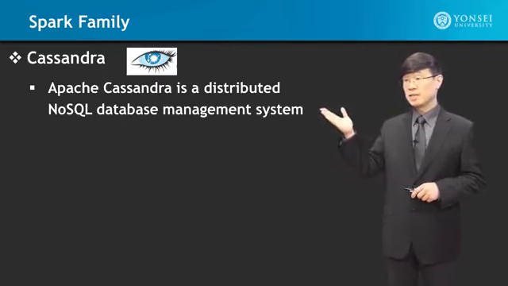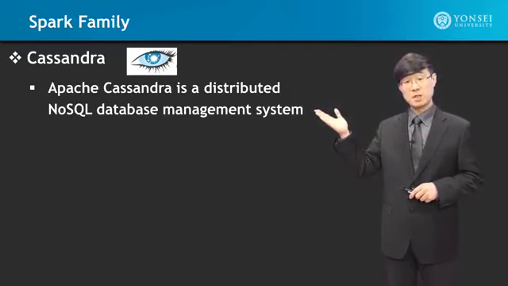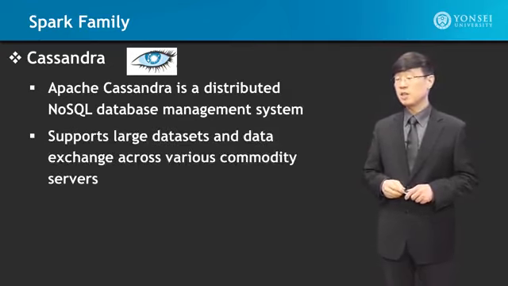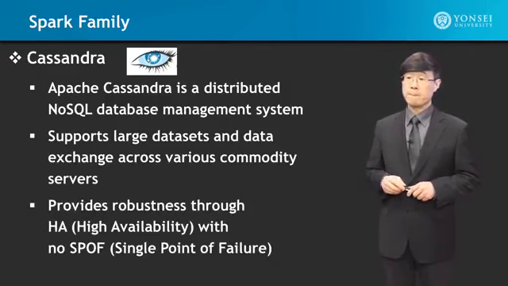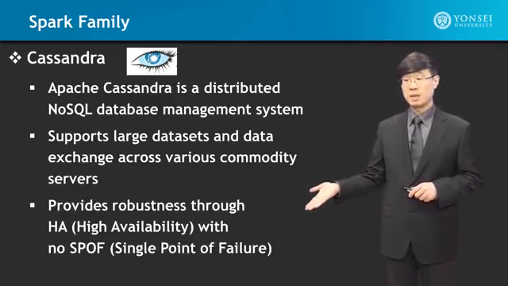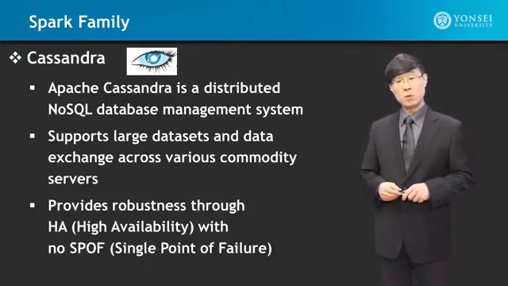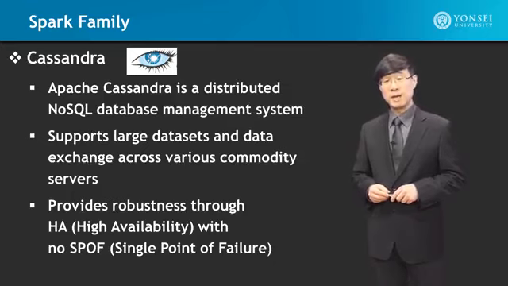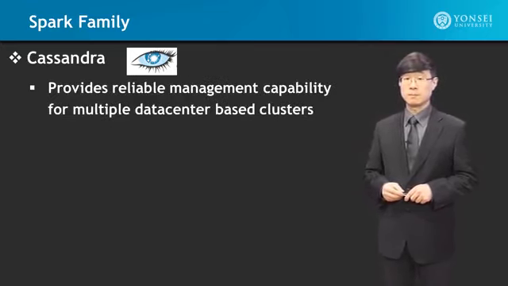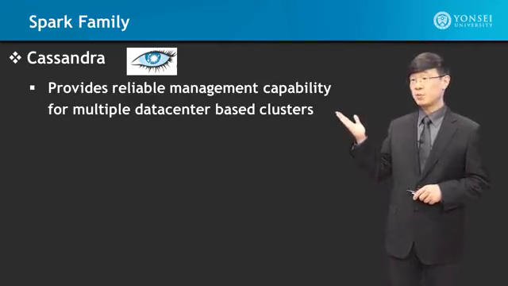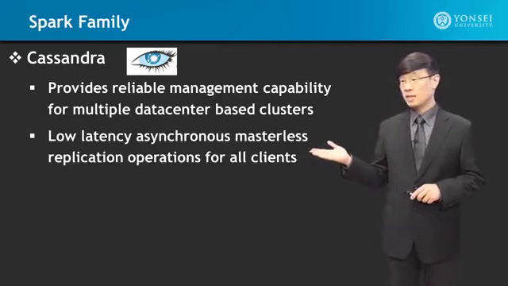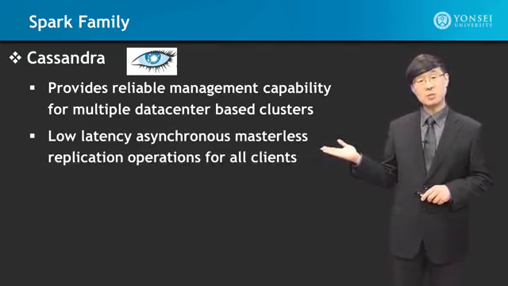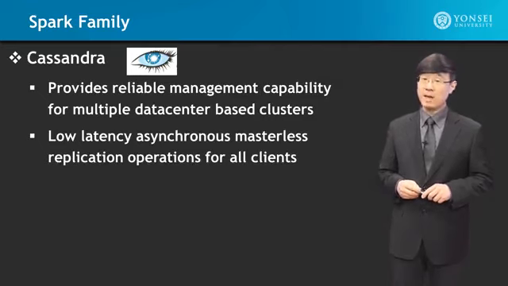Apache Cassandra is a distributed NoSQL database management system. It supports large data sets and data exchange across various commodity servers. It provides robustness through high availability with no SPOF, no single point of failure, making it even more robust. It provides reliable management capability for multiple data center-based clusters. Cassandra provides low latency, asynchronous, masterless replication operations for all clients, which makes it more reliable and fault tolerant.